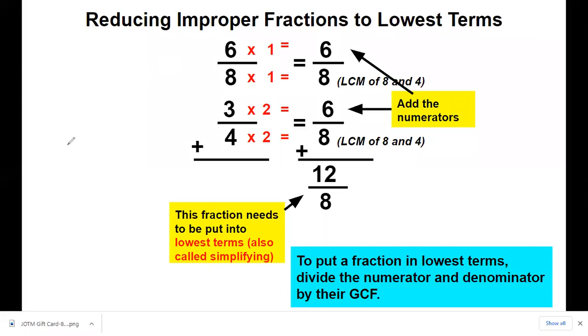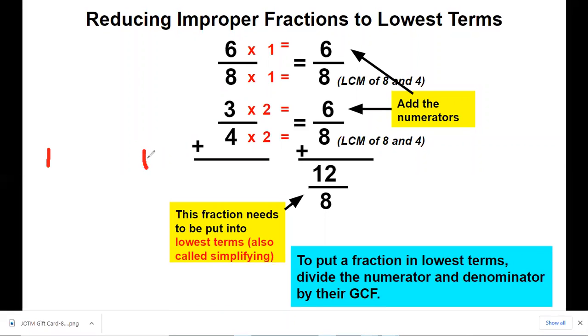Well, we list all the factors of 12. 1 times 12 is 12. What else? 2 times 6 is 12. I'm trying to put them in order, that's why I'm separating them. And 3 times 4 is 12. And then we do the same with 8. 1 times 8 is 8. And then 2 times 4 is 8.